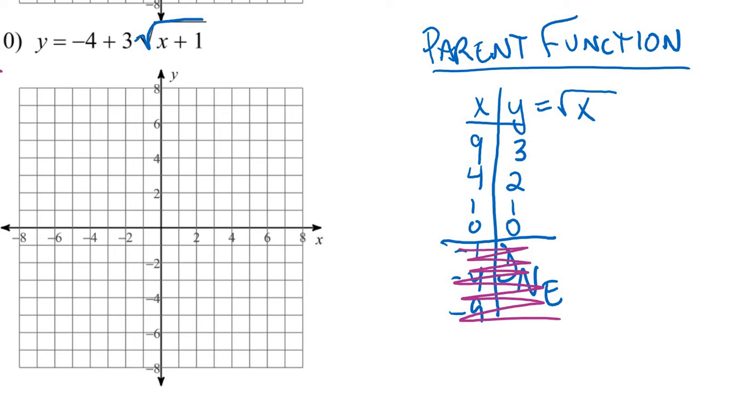So let's graph those points for our parent function, which is going to be 0, 0. That's our starting point. 1, 1, over 4, up 2, over 9, up 3. That's the parent function.